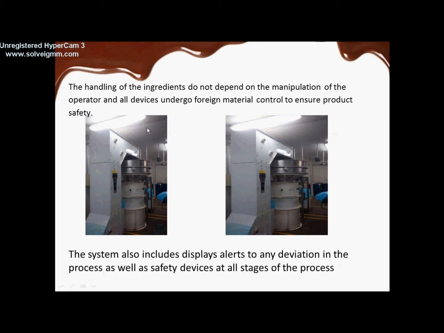Here is a better image of the handling of the ingredients. The handling of the ingredients does not depend on the manipulation of the operator, and all devices undergo foreign material control to ensure product safety. I think this is the most important advantage of this process, to ensure the product safety and also the quality assurance of repeatability from each batch to each batch. The system also includes display alerts for any deviation in the process, as well as safety devices at all stages of the process.